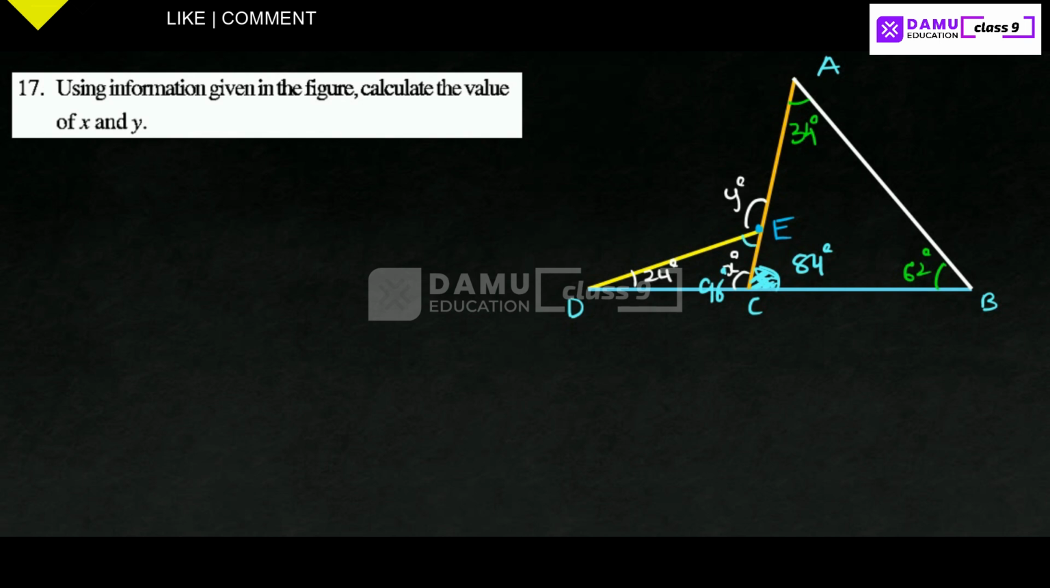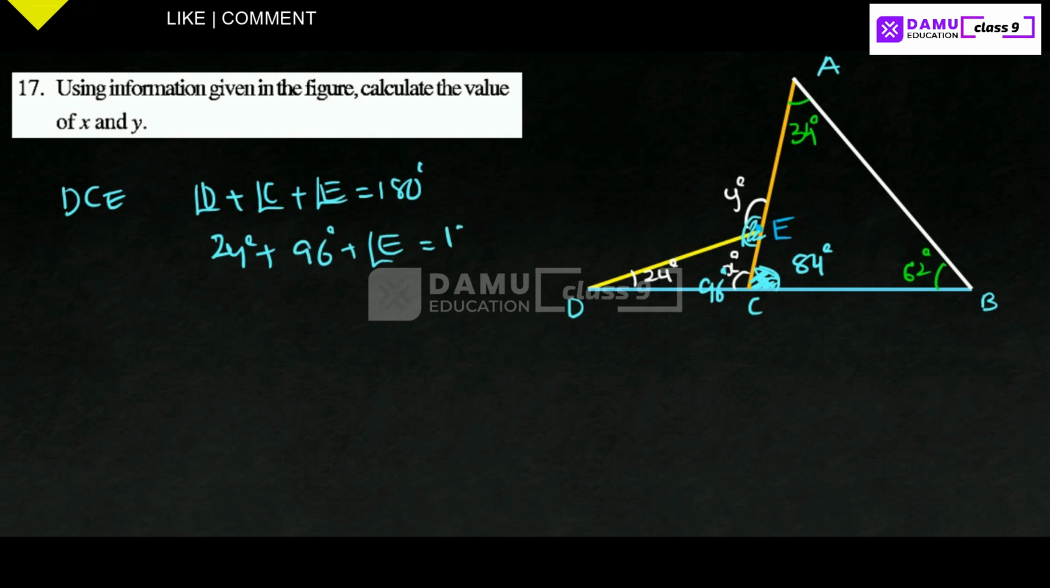So from triangle, let's take DCE. Angle D plus angle C plus angle E will be equal to 180 degrees. Angle D is 24, angle C is 96 degrees, then angle E will be equal to 180 minus 24 plus 96, that is 180 minus 120 degrees. So 180 minus 120 degrees will be equal to 60 degrees. Angle E will be equal to 60 degrees.